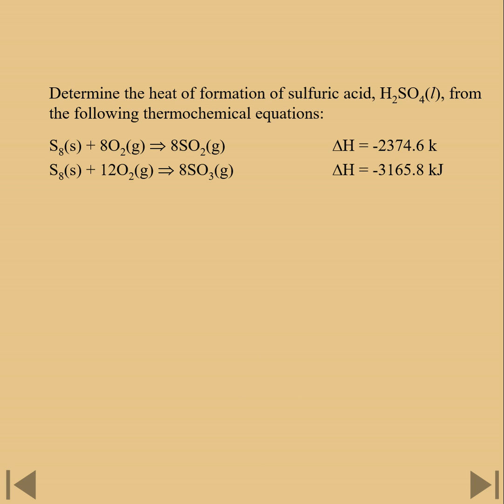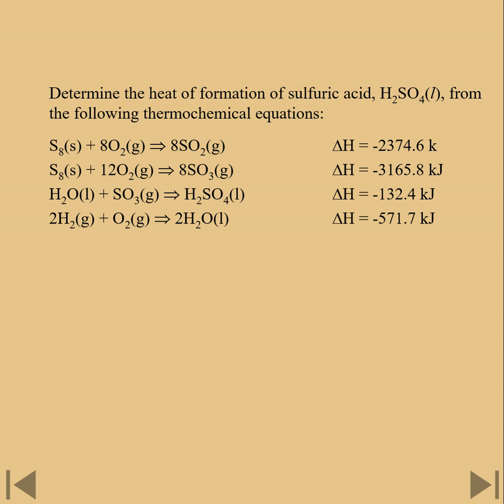Okay, determine the heat of formation of sulfuric acid from the following thermochemical equations. Okay, so again, multiple equations, we know we're adding them together, but where's our main equation? Where is it? Oh, we weren't given the main equation. We're going to have to build it ourselves. So, we're looking at the heat of formation of sulfuric acid, H2SO4. Looks like we have some hydrogens, some sulfurs, and some oxygens that are going to form it. So again, we're going to form this compound from its elements.